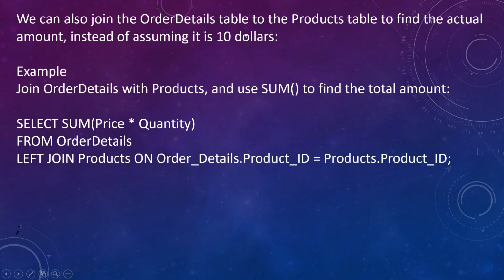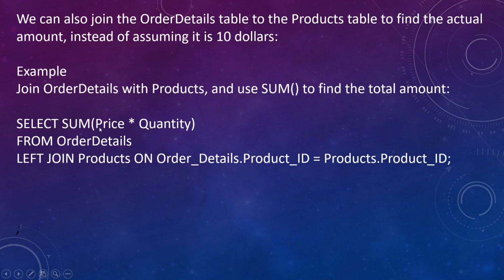So we can also join the order table to the product table to find the actual amount instead of assuming it $10. So here we have assumed that the price is $10, but it's an assumption. We are not sure what's the exact price. There is a separate table that we have with the name product table, and we can join this particular table with that table, and then we can get the actual price, and then we will get the actual result as well. We can do that with the help of joins, although we will discuss joins in subsequent videos. But just for your understanding right now, you can see this is how we will write the query.